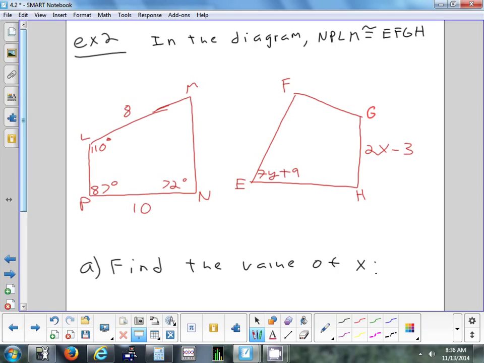Okay, so this one is a little bit more numeric. We're mostly going to be sticking with triangles, but in this problem we're extending the idea of congruence to a four-sided shape. But we'll be going back to triangles in a minute. I'm telling you that quadrilateral NPLM is congruent to EFGH, and I want to find the value of x. How would we do that?